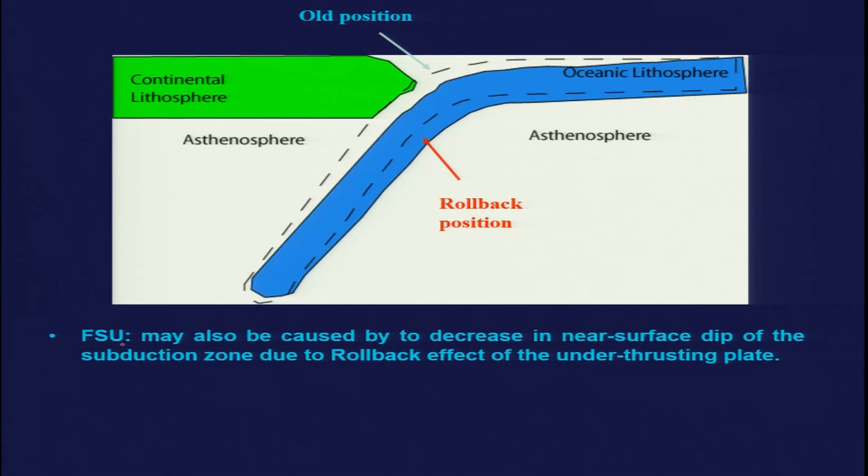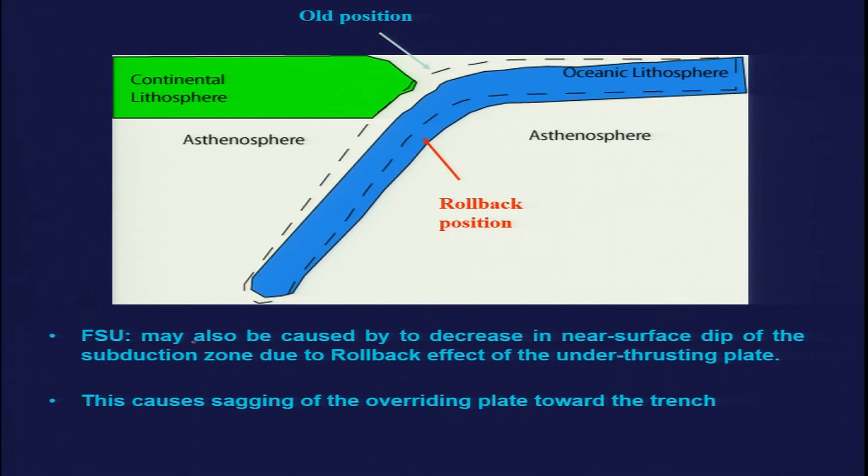So FSU may also be caused by the decrease in near surface depth of the subduction zone due to rollback, and affect an under-thrusting plate. So this will happen over here, and this causes sagging of the overriding plate towards the trench.